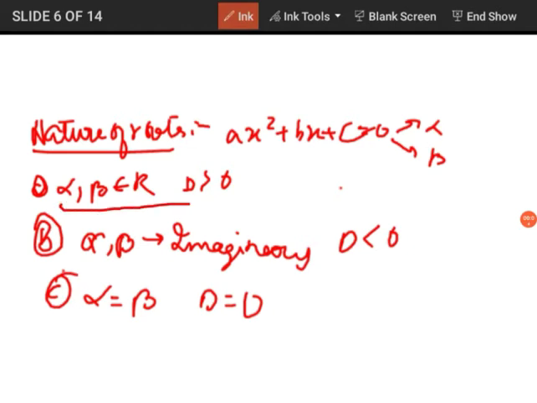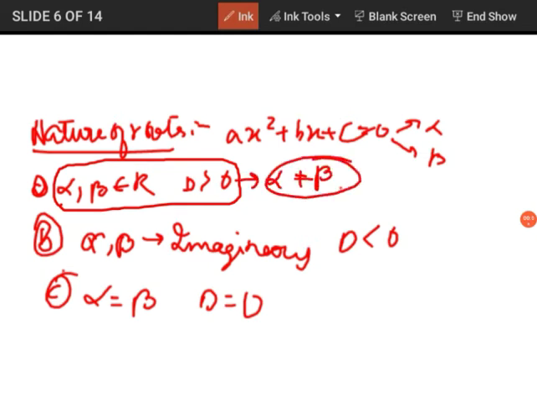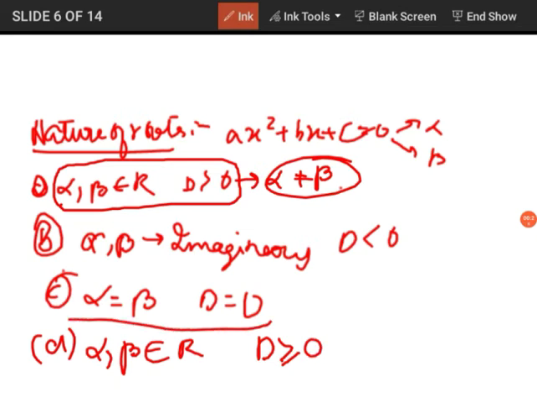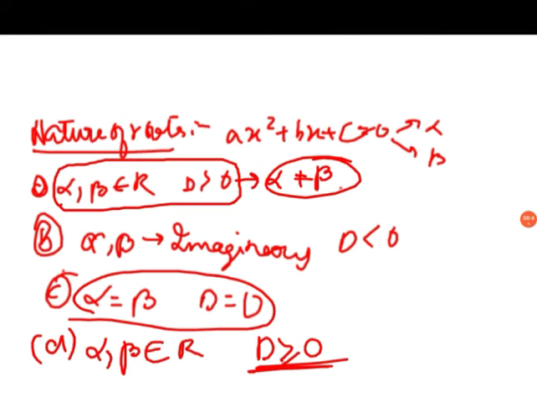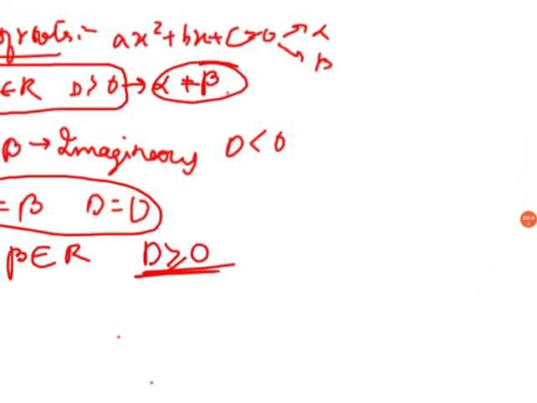So you will use this condition for alpha and beta belonging to real, with alpha not equal to beta. And if alpha and beta belong to real numbers, some books say that the discriminant is greater than or equal to 0. As I told you, this is the merging of the two cases, that alpha and beta can be real and at the same time can be equal to each other as well. So for that, this case is here.